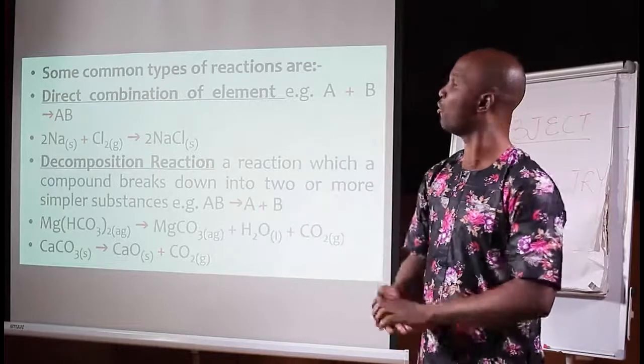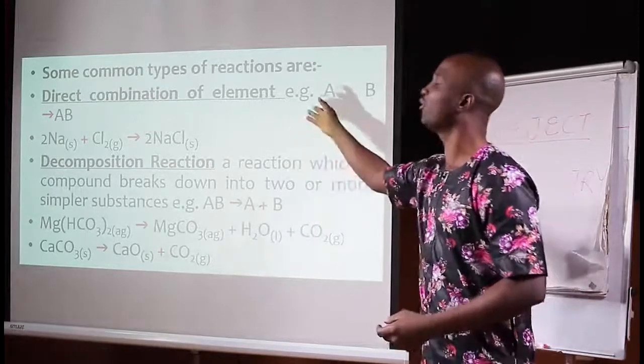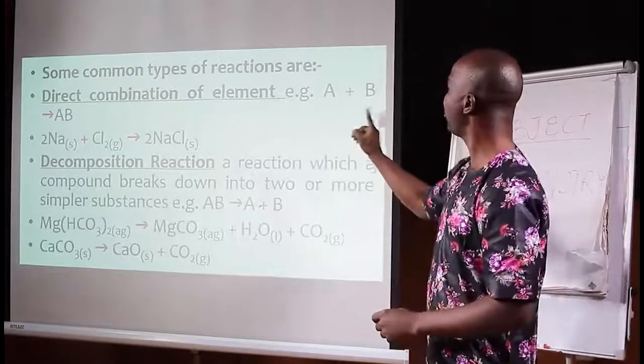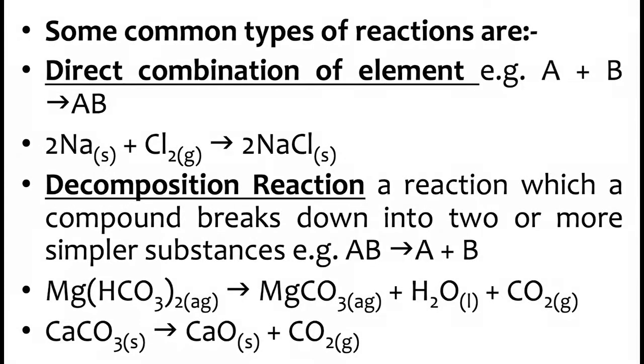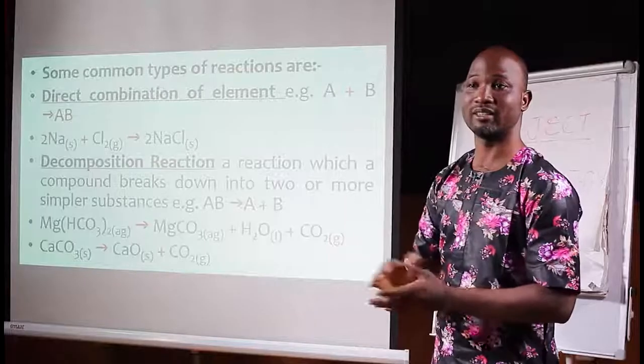Now, some of the very common reactions include direct combination of elements. When element A combines with element B, it gives you AB. Example, sodium combining with chlorine will give you sodium chloride, as you can see in this equation.